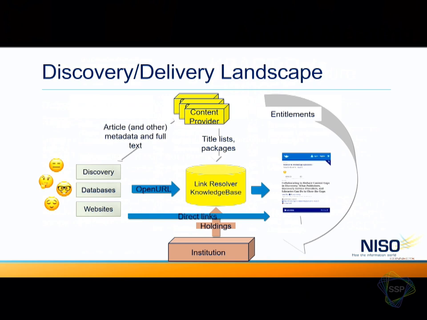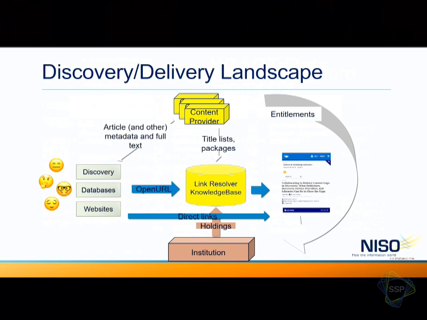So we've got a situation where a content provider is sending a general title list via the KBART format to the link resolver vendor, and then maybe sending a list of titles via email or just basic lists of titles by hand to the institution, which then has to convert that into a format that they can upload into the knowledge base.